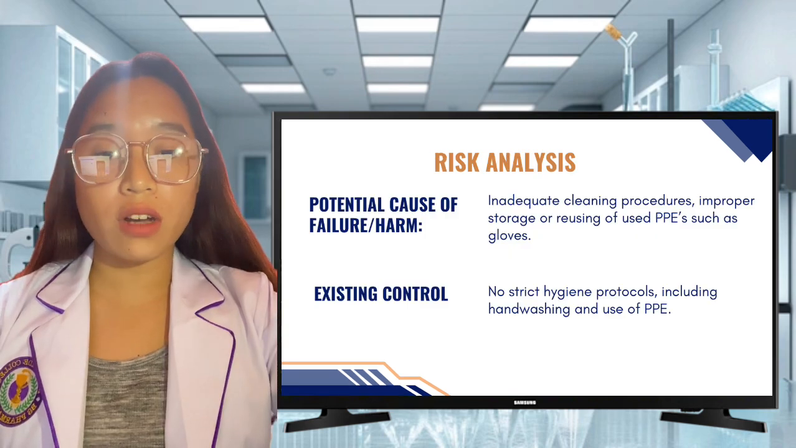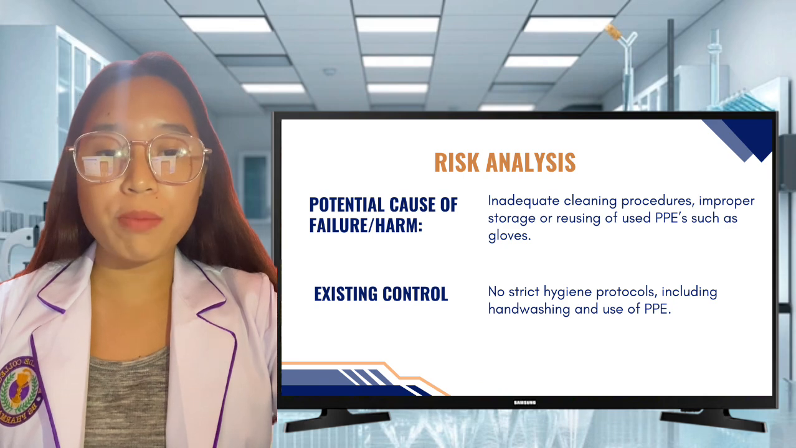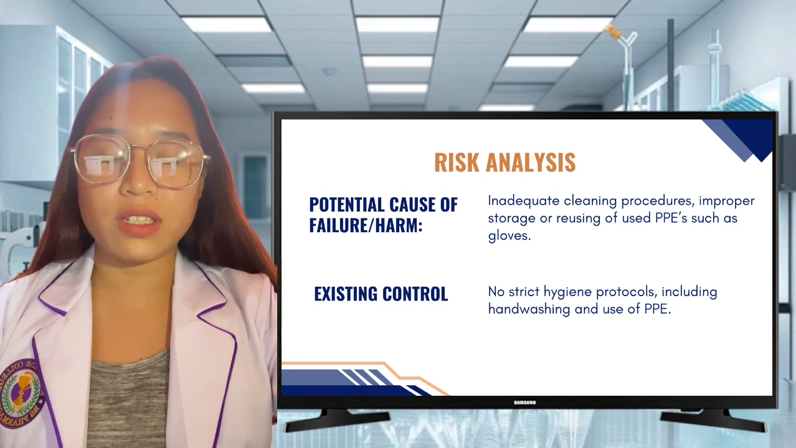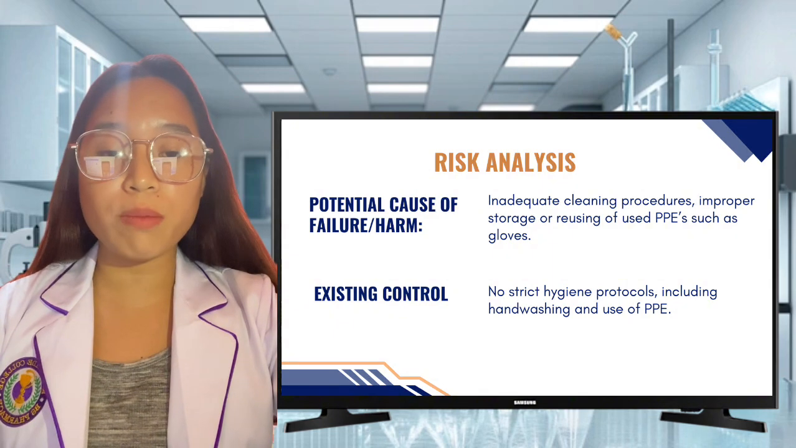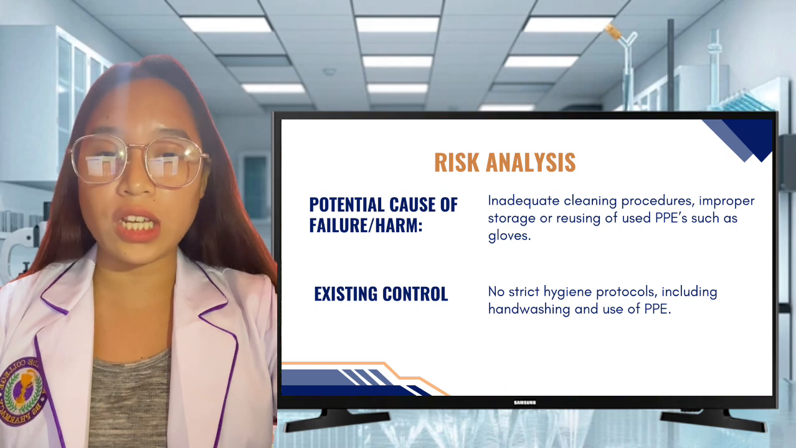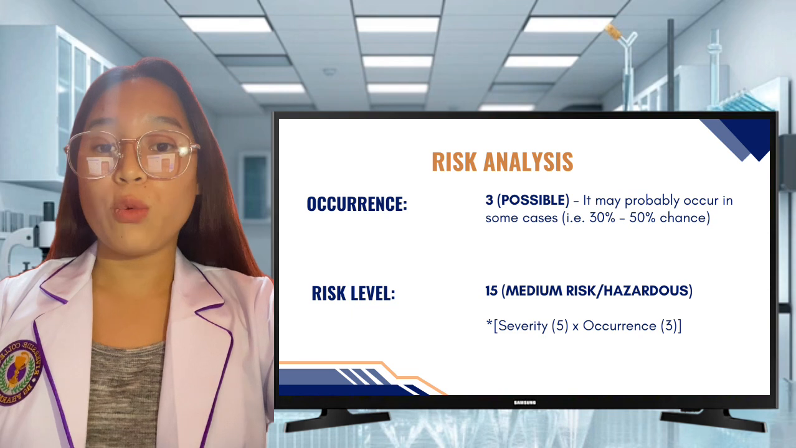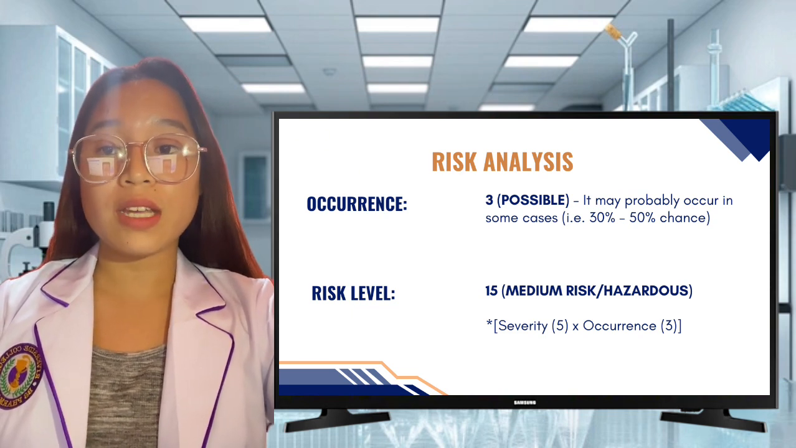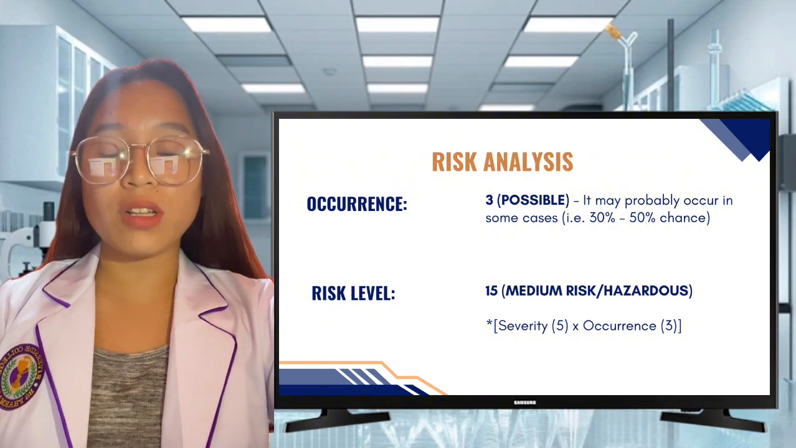For the potential cause of failure or harm: inadequate cleaning procedures, improper storage, or reusing of used PPEs such as gloves. And for the existing control: no strict hygiene protocols including hand washing and use of PPE. For the occurrence, we labeled it as 3 or possible, which means it may probably occur in some cases, for example, a 30% to 50% chance.